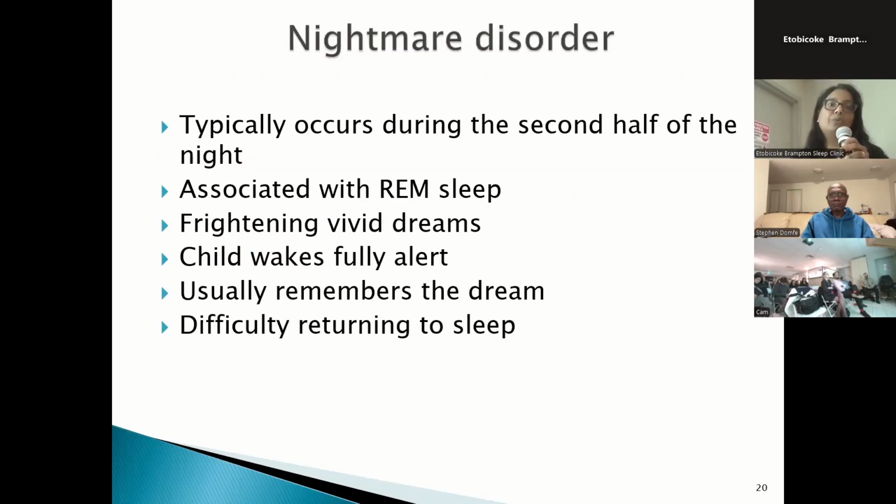So nightmare disorder typically occurs during the second half of the night, associated with REM sleep, frightening vivid dreams. The child wakes fully alert, usually remembers the dream, and has difficulty returning to sleep. So the child is fully alert and has difficulty returning to sleep. This is different from the non-REM parasomnia.